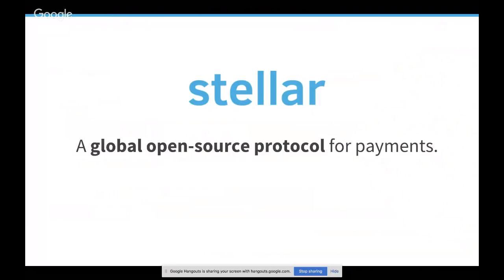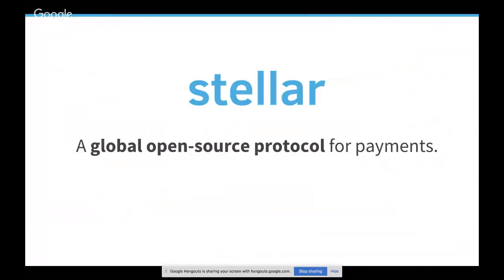Stellar. So, give me 1 second. So Stellar is a global open source protocol for payments. That's how we like to characterize it. So what that means is that we consider Stellar as a distributed ledger infrastructure to be a very, very low-level protocol that can facilitate interoperability and value transfer between different users of the network.